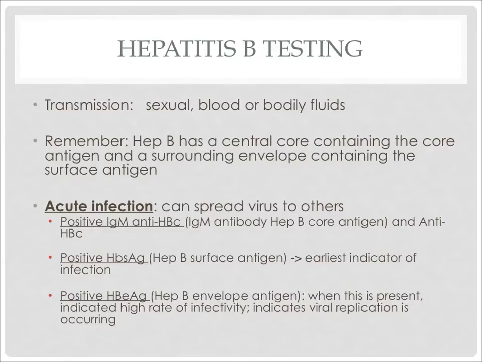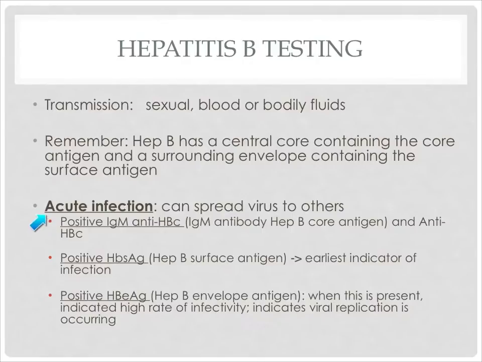This should just be review for you, but how is hepatitis B transmitted? We know that it's transmitted through sexual contact or through blood or other bodily fluids, which is why you treat any bodily fluids from a patient as potentially infectious. Remember, too, that Hep B has a central core containing the core antigen and a surrounding envelope that contains the surface antigen. All right, now let's get down to what these tests actually mean.